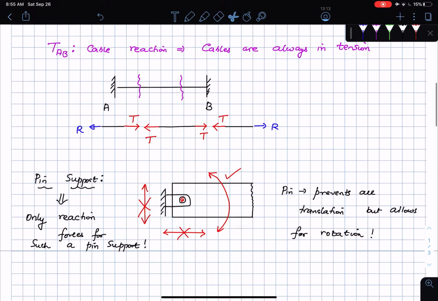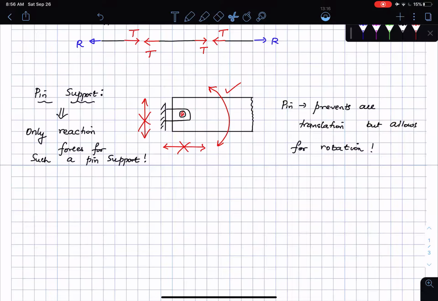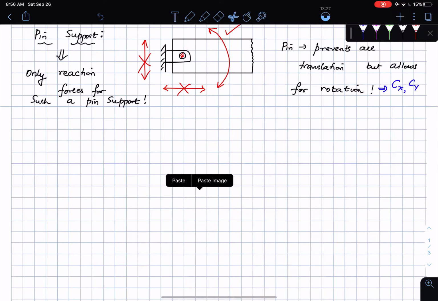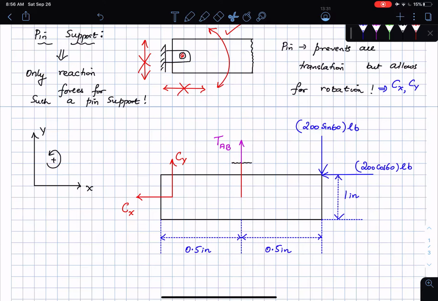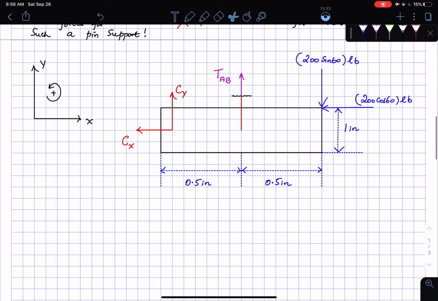I'm going to copy it, and here I'm going to have the pin reactions only, CX and CY. And as we did in the previous problem, I'm just choosing them in some arbitrary direction, which is completely fine by me. I really don't care. I'm going to let the equations of equilibrium decide what the actual directions are going to be. Now I'm going to start summing up the forces, summing up the moments. There is no particular order in which I need to follow this summation procedure.